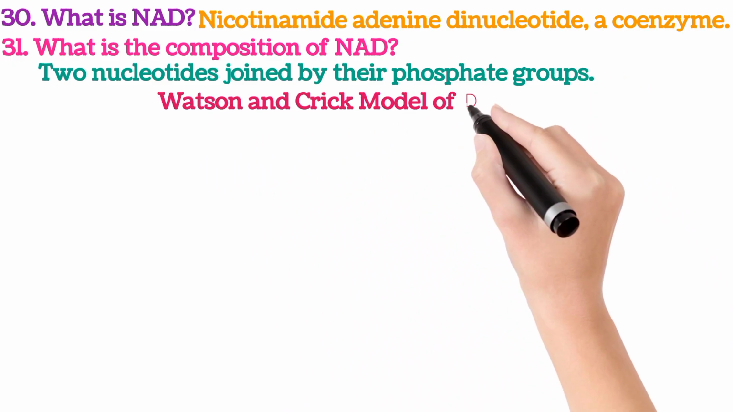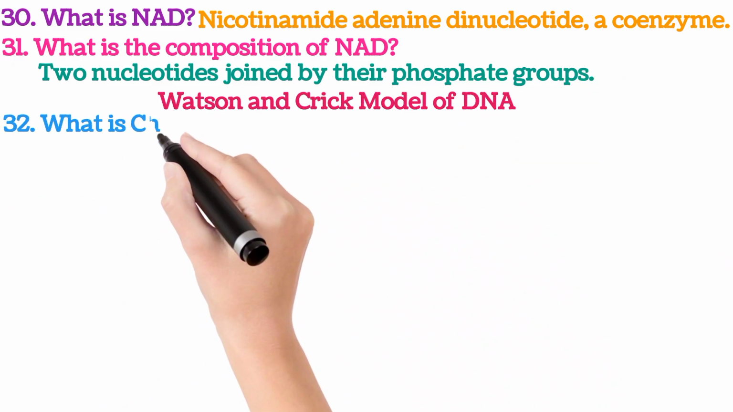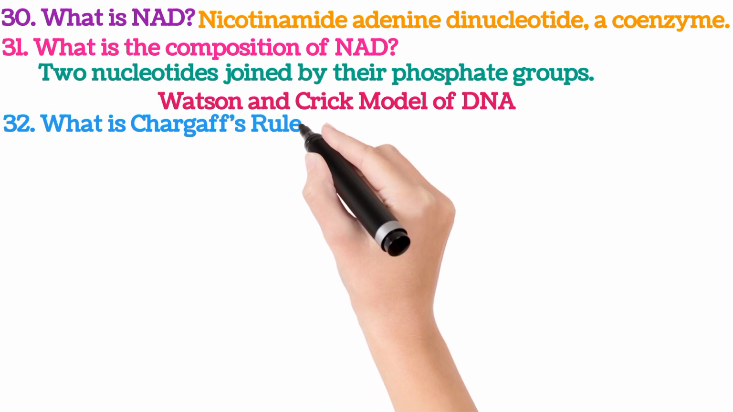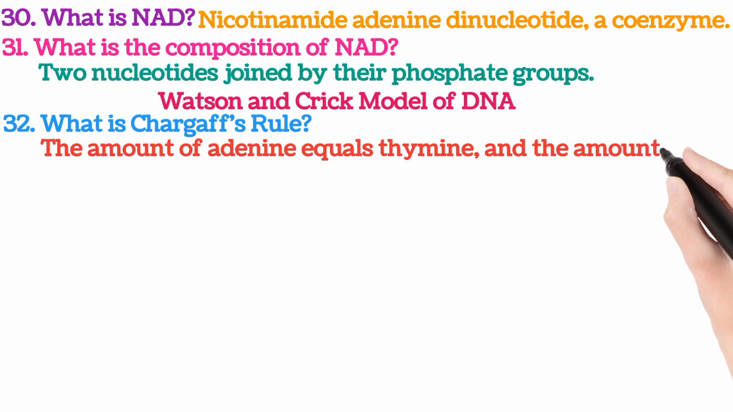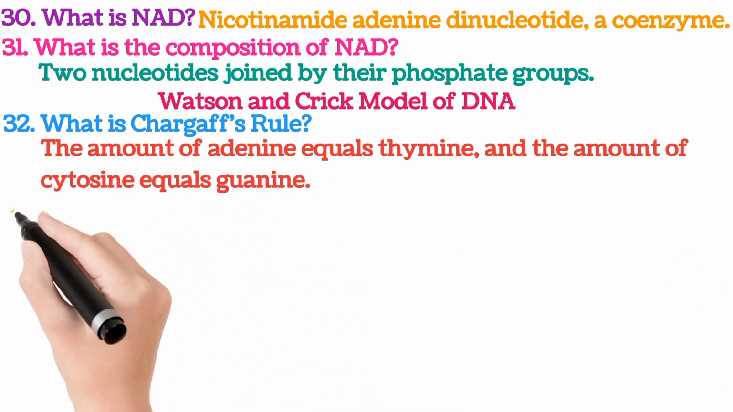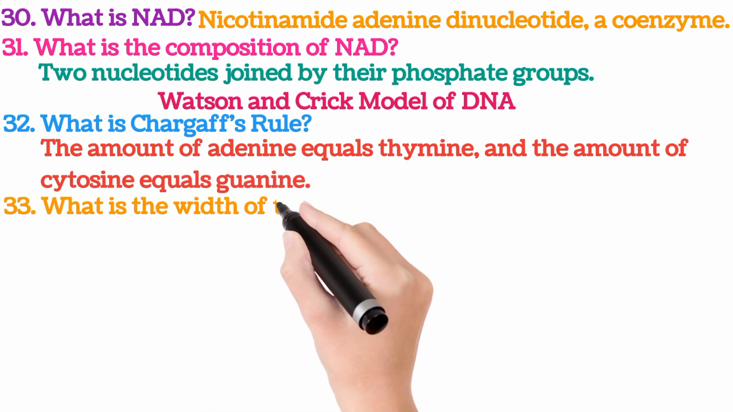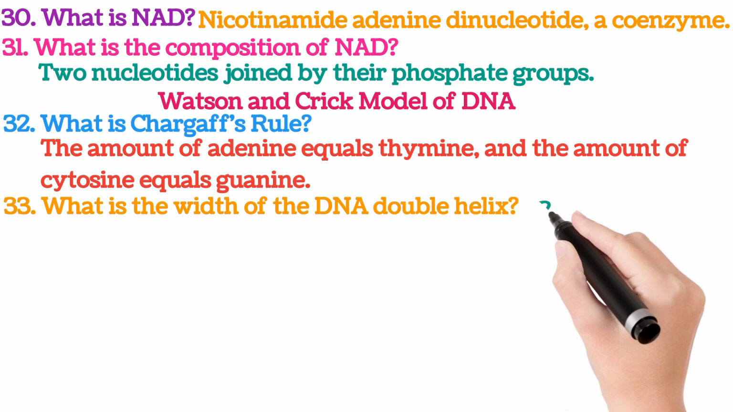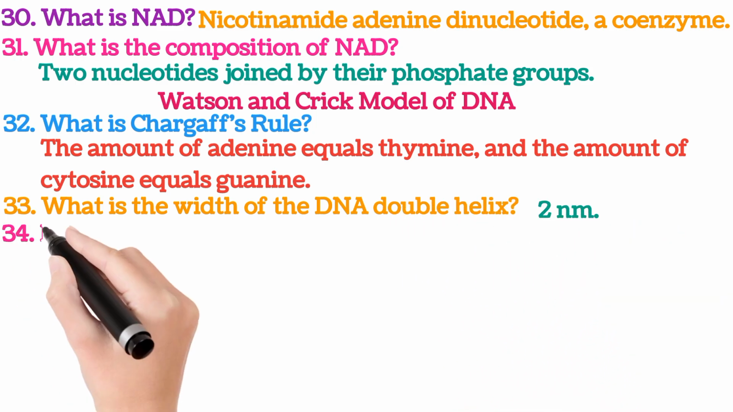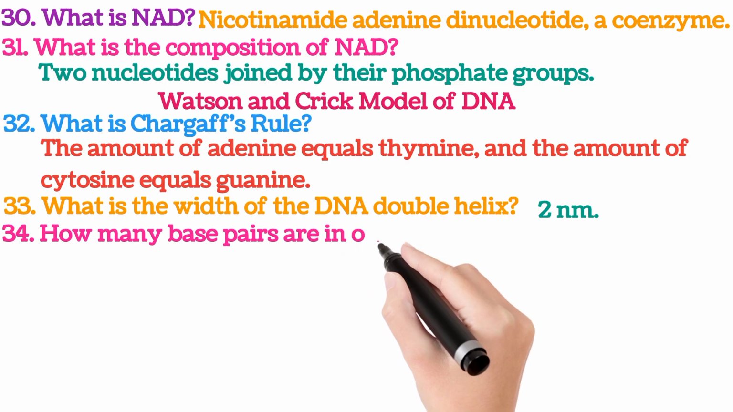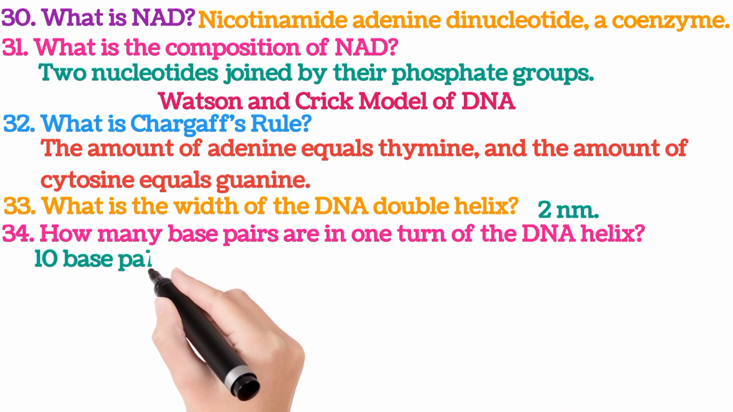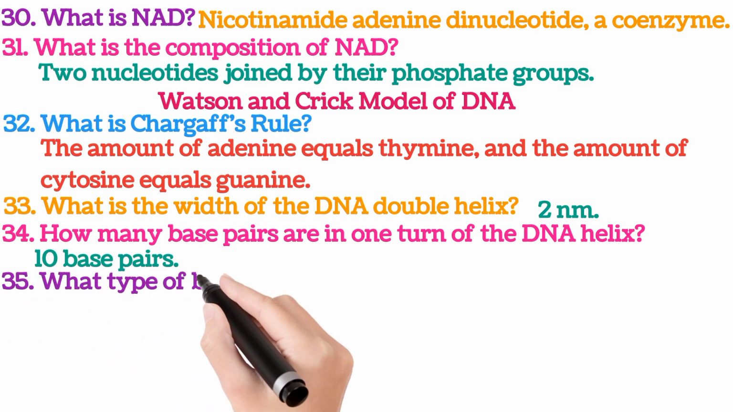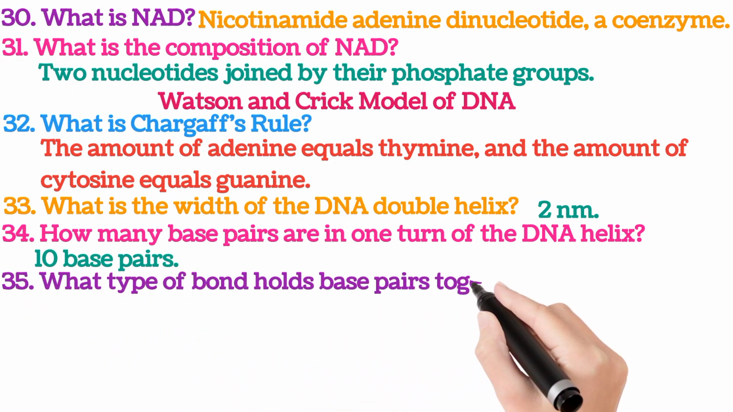Watson and Crick model of DNA. 32. What is Chargaff's rule? The amount of adenine equals thymine, and the amount of cytosine equals guanine. 33. What is the width of the DNA double helix? 2 nanometers. 34. How many base pairs are in one turn of the DNA helix? 10 base pairs.